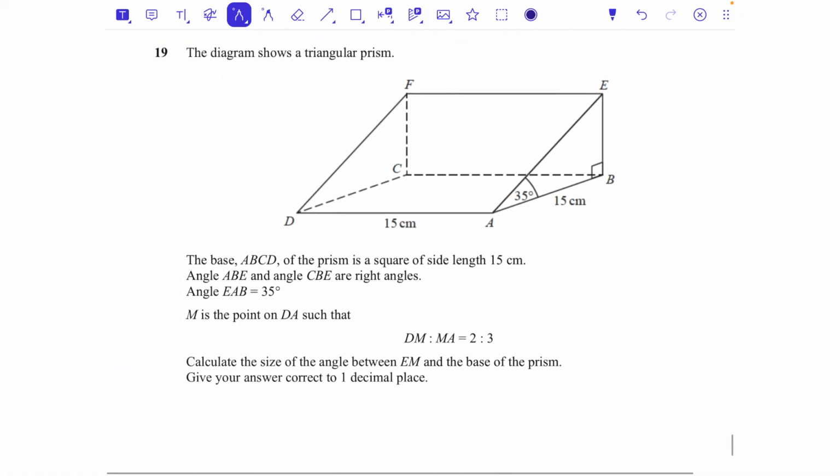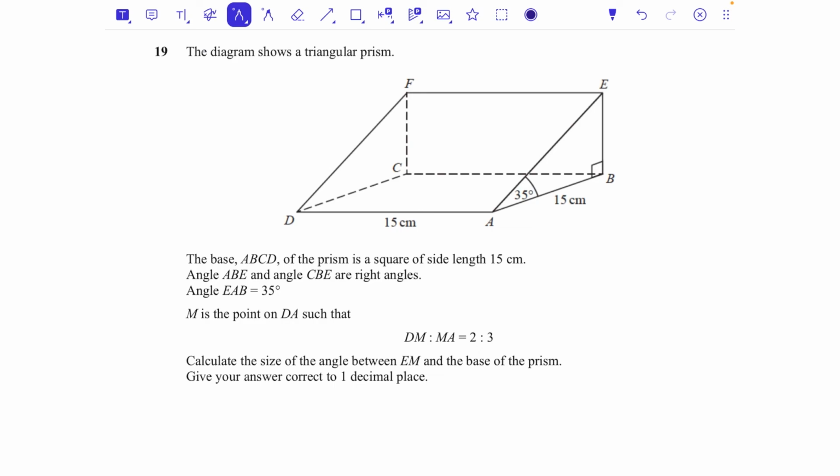Question number 19. The diagram shows a triangular prism. The base ABCD of the prism is a square of side length 15. Doesn't look like a square, but it is a square. You can see it's 15 that way and 15 that way. Angle ABE is a right angle, and right angles, lovely. Angle EAB, that's this one here, is 35 degrees, and we can see all that on the diagram.